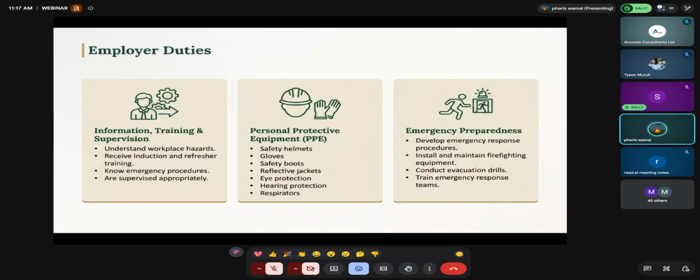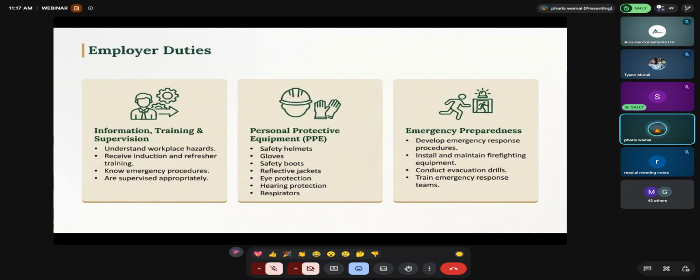In terms of personal protective equipment, it is the duty of the employer again to make sure that the employee has all necessary PPE requirements, from safety helmets, gloves, safety boots, all that, and to make sure that, number one, the employee is aware of the reason why they need the PPEs, not just providing a helmet and not informing your employee of the reason they have the PPE and how to use it.